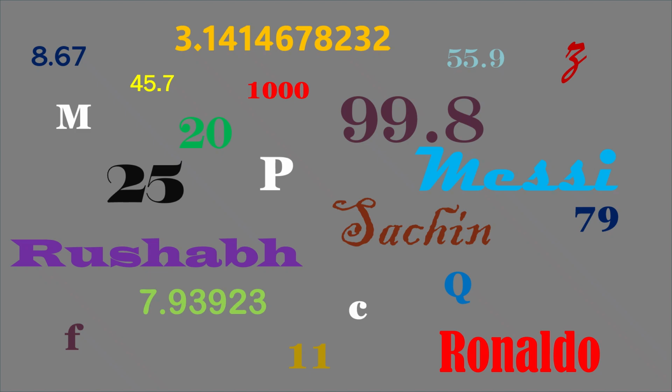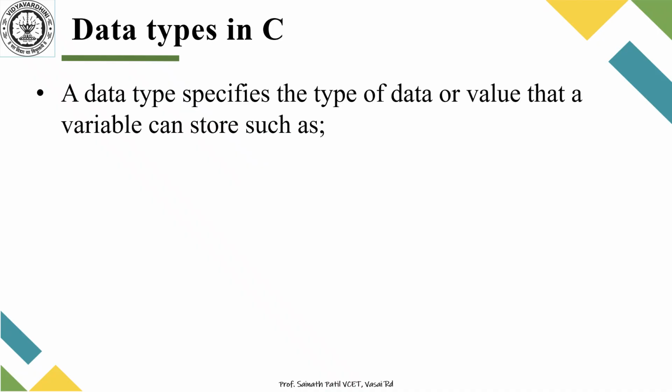To store this data, we require variables. So it becomes necessary to study types of variables. To study these variables, we require to study data types in C. So we will study here what a data type is. A data type is nothing but the type of data or value that a variable can store.